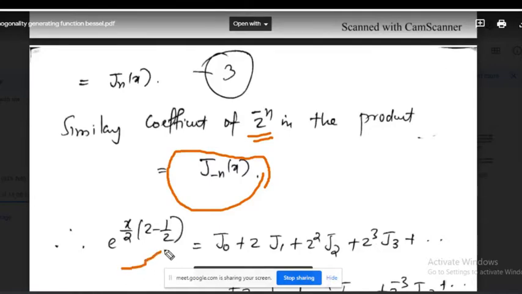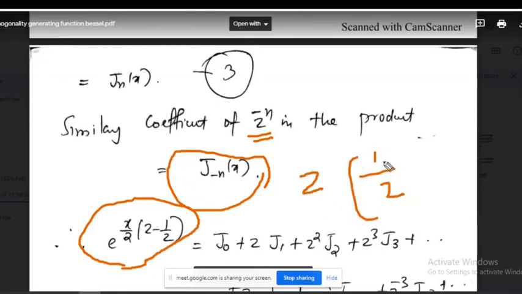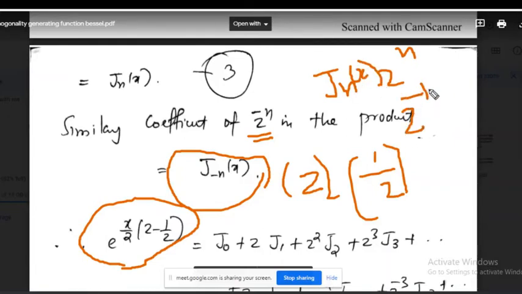So if you expand this one, you will be getting an infinite series, because it's an exponential function. It contains powers of z and powers of 1 by z. The coefficient of z raised to n is Jn of x, and the coefficient of z raised to minus n is J minus n of x.